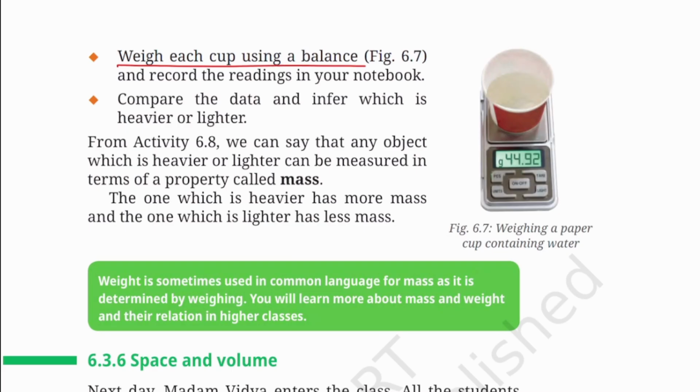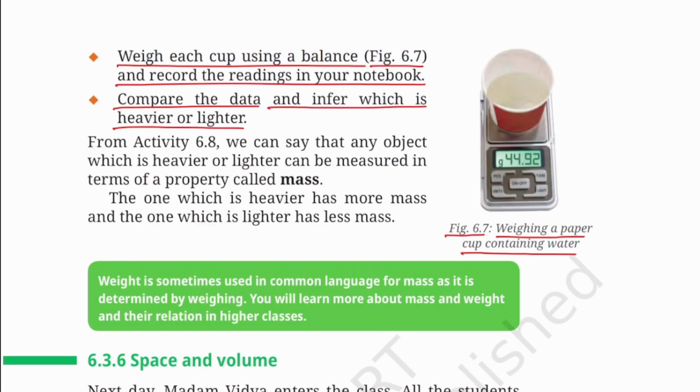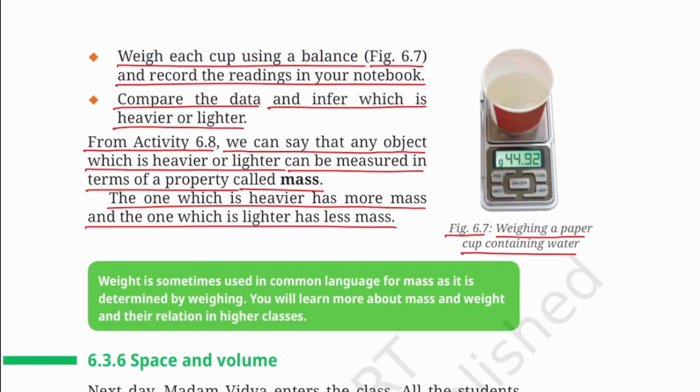Weigh each cup using a balance, Figure 6.7, and record the readings in your notebook. Figure 6.7: Weighing a paper cup containing water. Compare the data and infer which is heavier or lighter. From Activity 6.8, we can say that how heavy or light an object is can be measured in terms of a property called mass. The one which is heavier has more mass, and the one which is lighter has less mass. Weight is sometimes used in common language for mass as it is determined by weighing. You will learn more about mass and weight and their relation in higher classes.